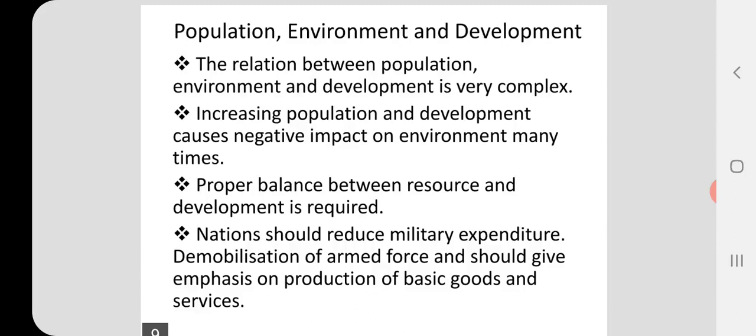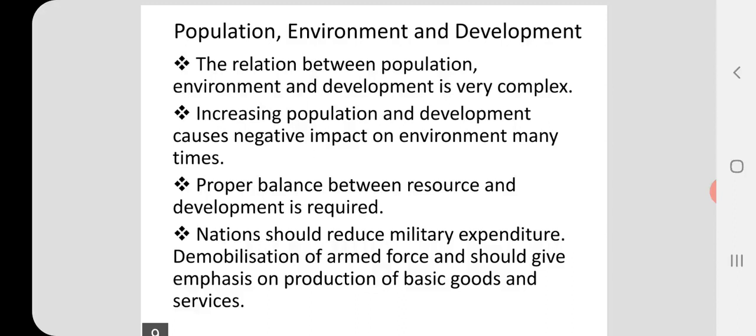Let's take a look at the relationship between population, environment and development. Increasing population and development cause a negative impact on environment many times. Why? Because increasing population causes a gap between demand and supply of resources of an area. So this gap causes problems in our society and environment.